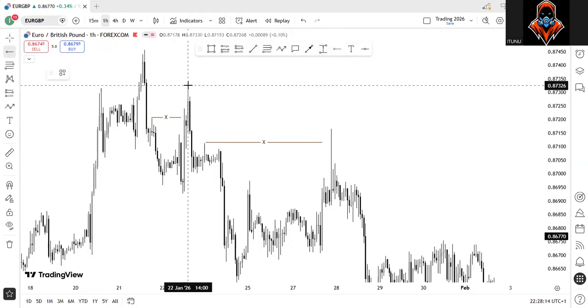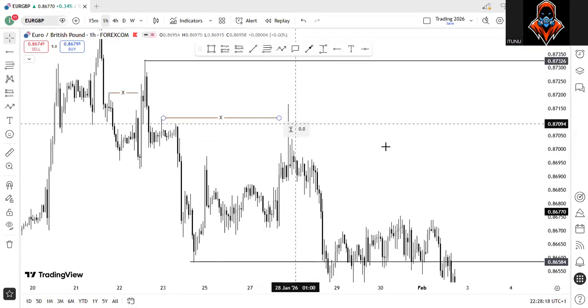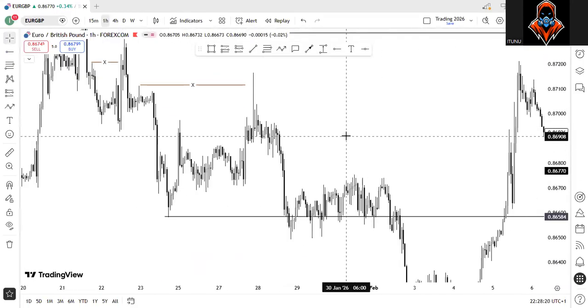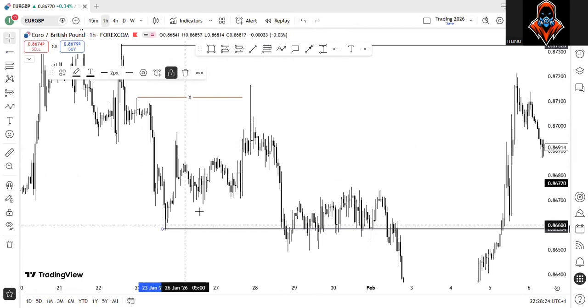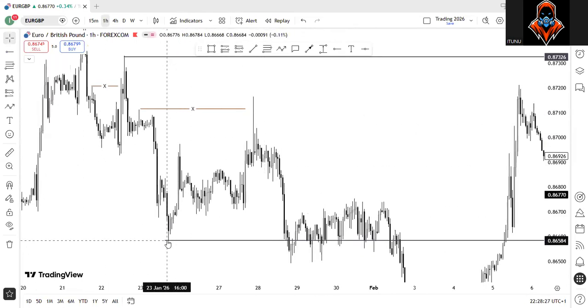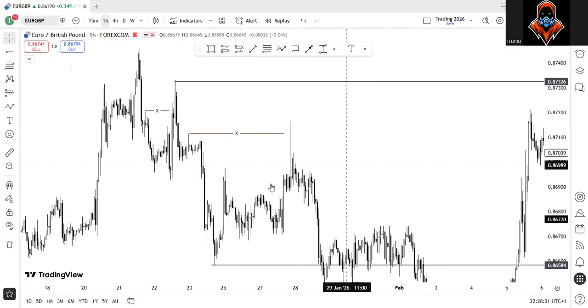This is going to be our protected high, and our overall target is here, where the market ended before retracing to the upside. So on the 1-hour time frame, we already have our setup. This is a type 2 setup.